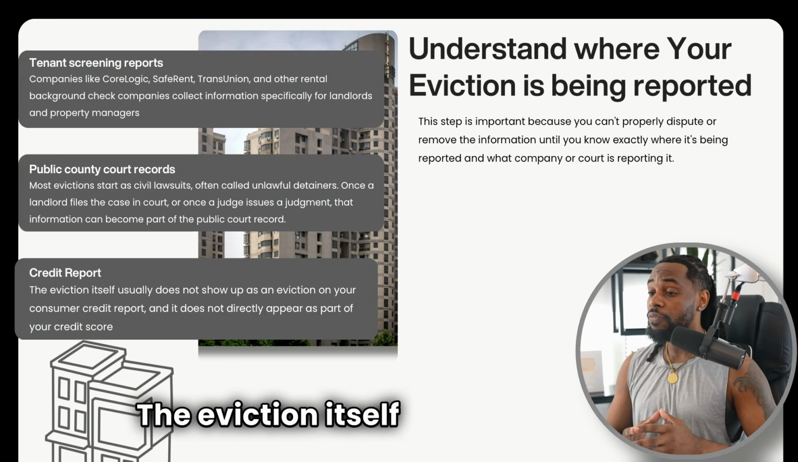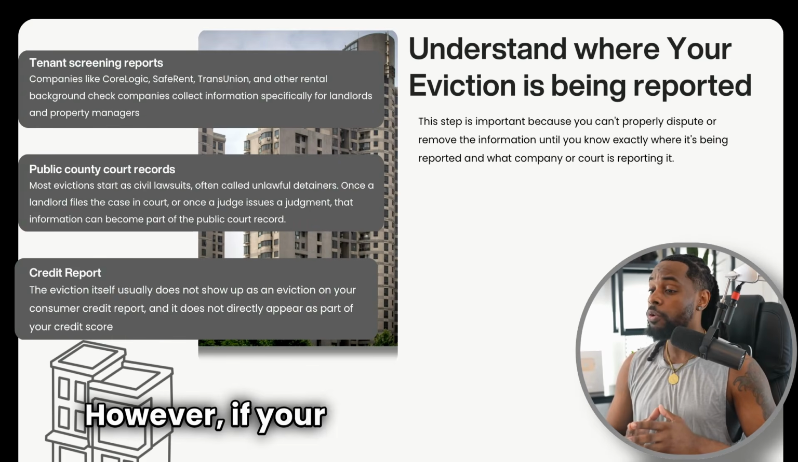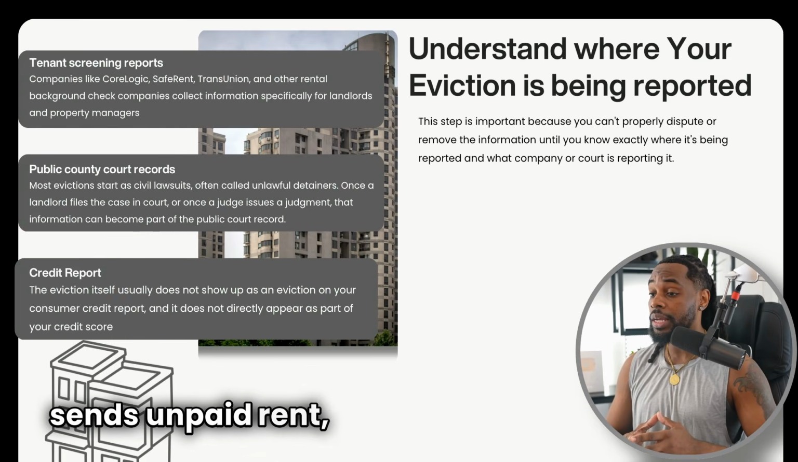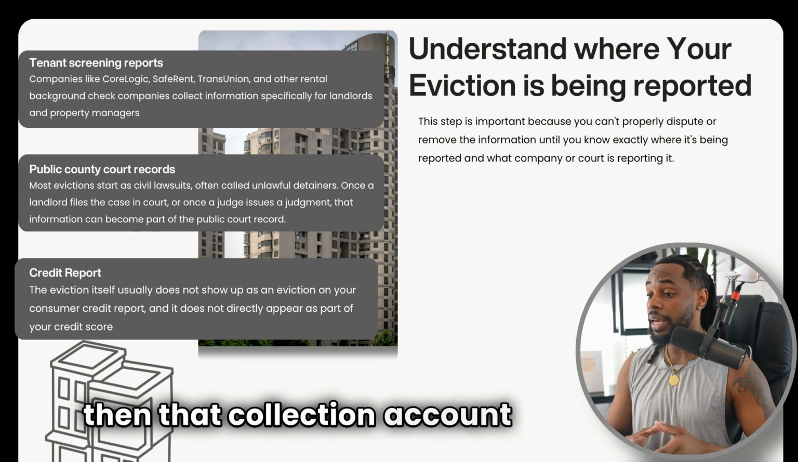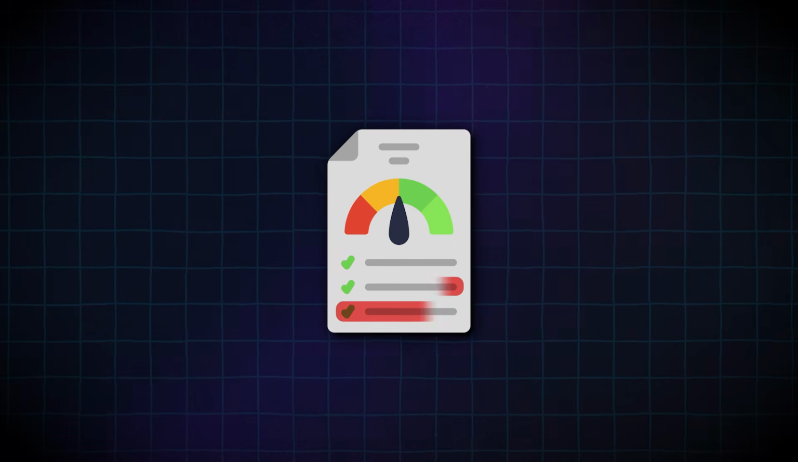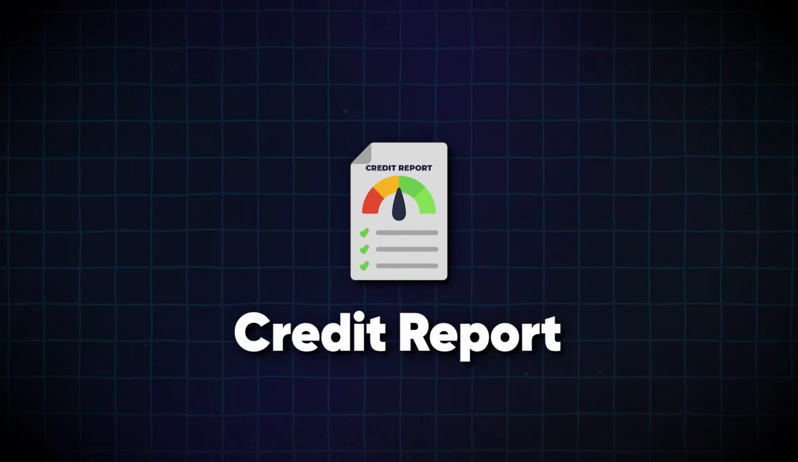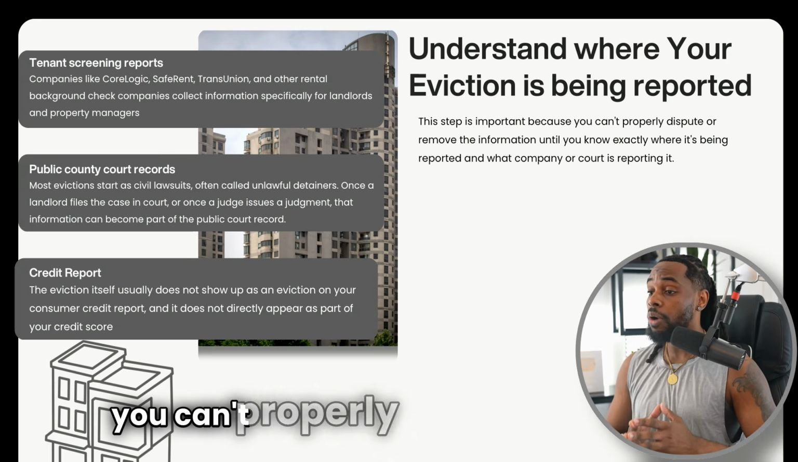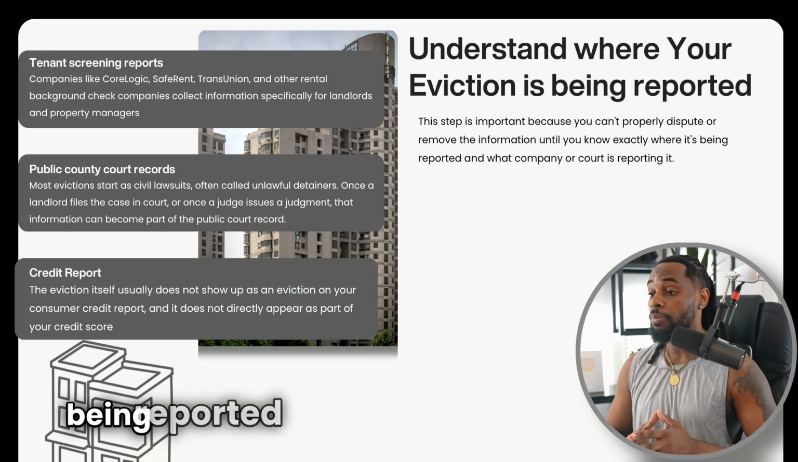Third, let's talk about credit reports. The eviction itself usually doesn't show up as an eviction on your consumer credit report. However, if your former landlord sends unpaid rent, damages, or other charges to a collection agency, then that collection account can show up on your credit report. So when you're trying to remove eviction-related information, you need to check all three places: your tenant screening reports, your public court records, and your credit report. This step is important because you can't properly dispute or remove that information until you know exactly where it's being reported and what company or court is reporting it.